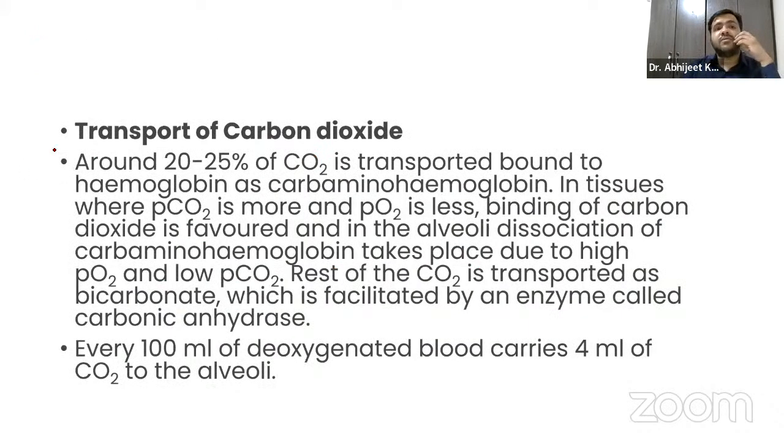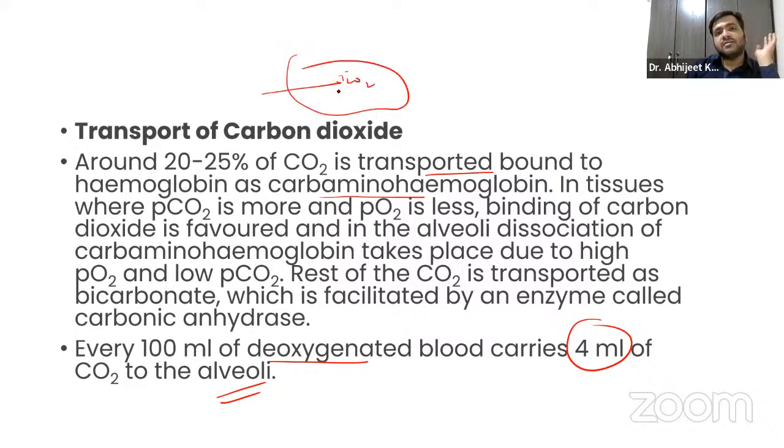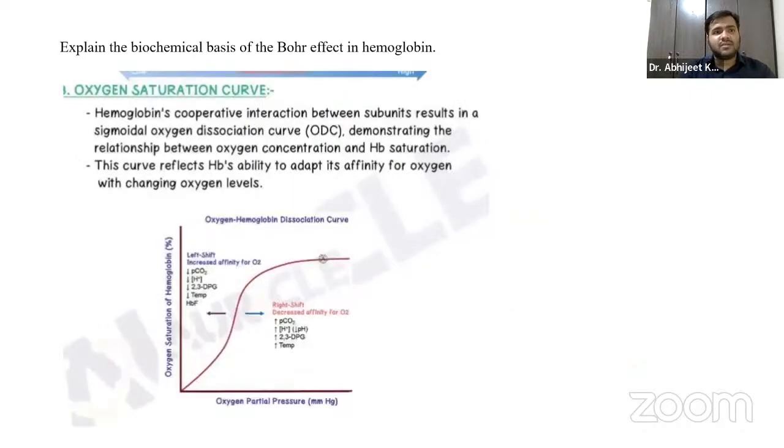You also have to tell about the transport of carbon dioxide, guys. You already know 100 ml of deoxygenated blood carries 4 ml of CO2 to the alveoli. So CO2 is transported bound to the hemoglobin as carbaminohemoglobin, right? So these are the points. But before that, if you can make a flowchart showing how CO2 is getting transported with the help of hemoglobin to various parts of the body, first you have to draw the flowchart, and then you have to write these particular points.